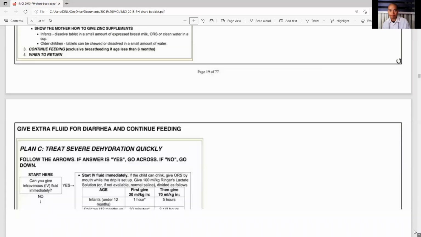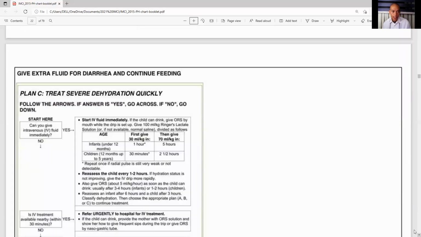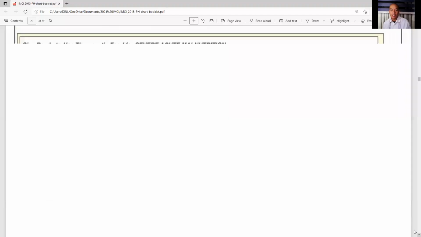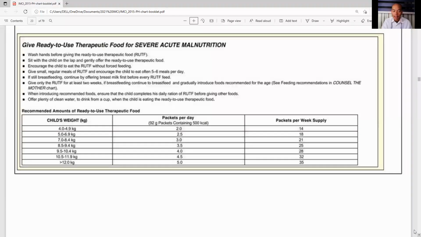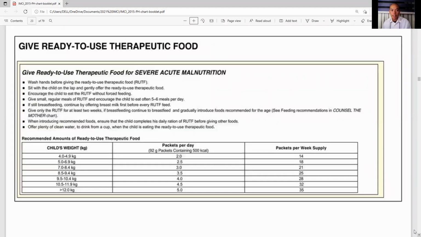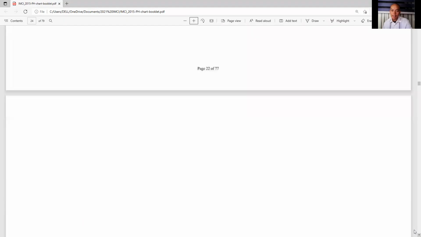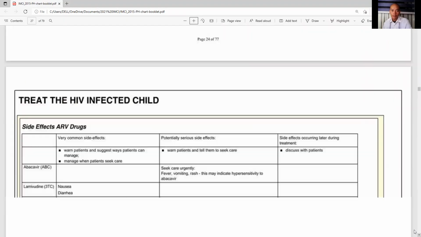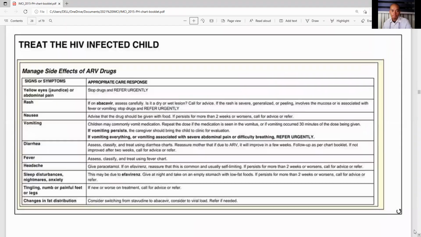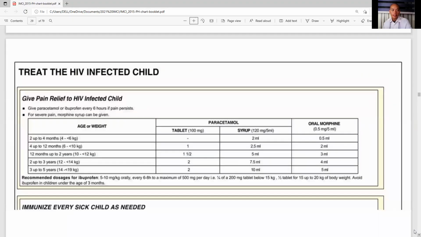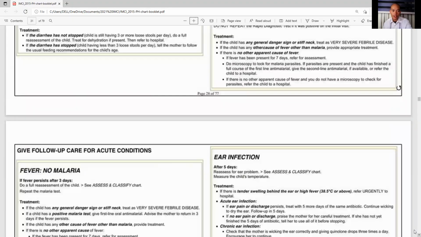Okay. Give extra fluid for diarrhea. Okay. For treatment of malnutrition, give ready-to-use therapeutic food kung meron. Okay. Marami. Antiretroviral drugs, still for HIV. Take the child for HIV.